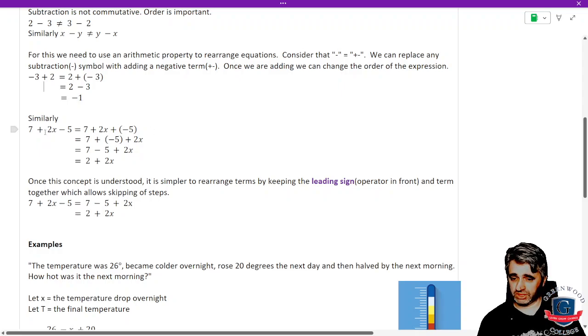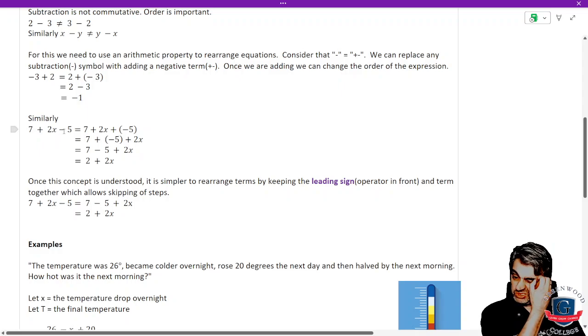Now, similarly with a larger expression, we have 7 plus 2x take 5. Instead of going from plus minus to minus, we're going to go from minus to plus minus. And we're going to do that so that we can manipulate or rearrange our equation. So here's our case, 7 plus 2x minus 5. We want this -5 to go over here.